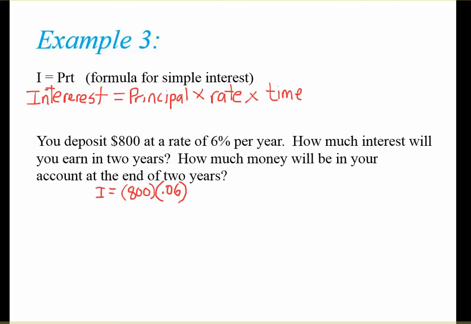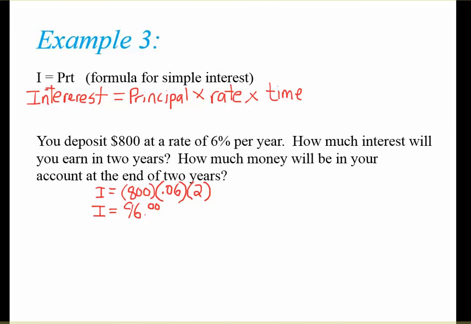And that's the number we always use to actually do math with. And then the time, you won't see the number, but it's in there in print. It says 2 years. So our time is going to be in years, so 2. And we're multiplying all of those values. So if you go ahead and use your calculator right now to multiply, you're going to find out that your simple interest is, I believe, $96. And that answers question number 1. How much interest will you earn in 2 years?